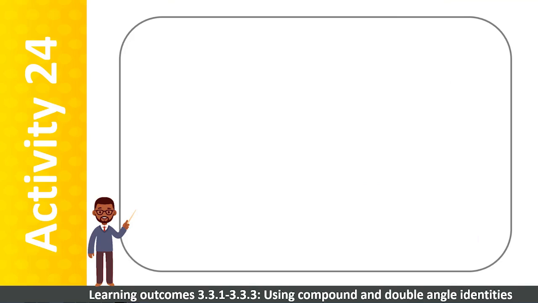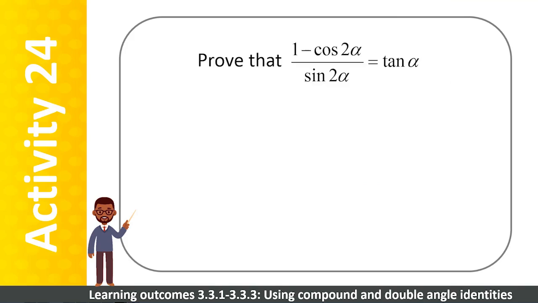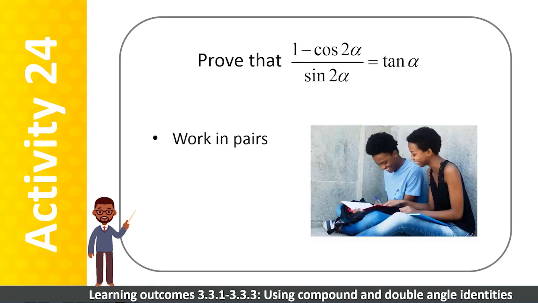Try out this teaching tip with another double angle problem. Does it work for you? Prove that 1 minus cos 2 alpha divided by sine 2 alpha equals tan alpha. Work in pairs to do this activity.